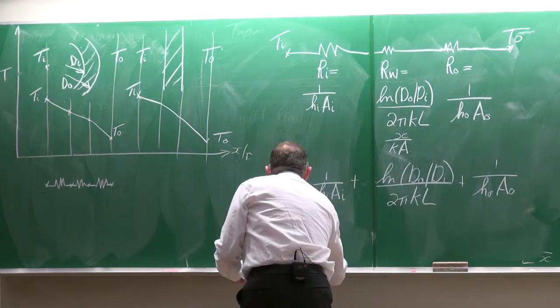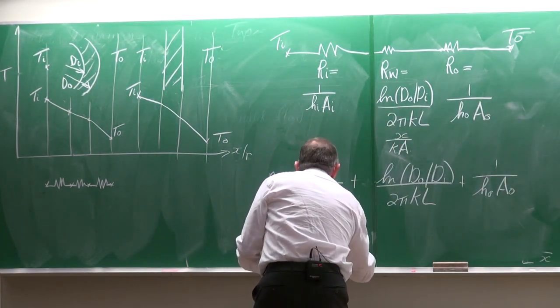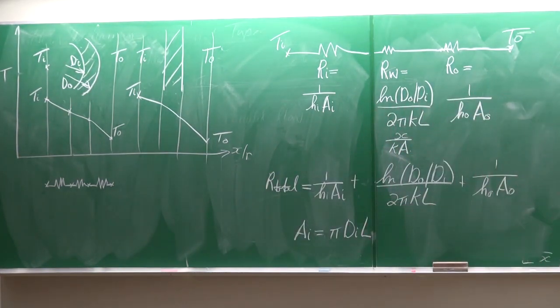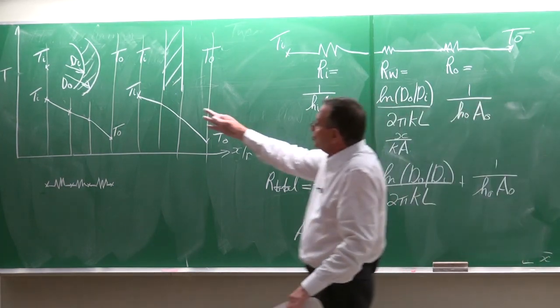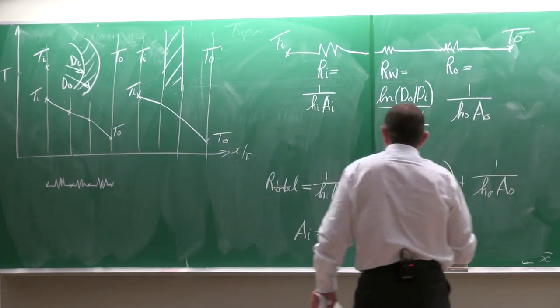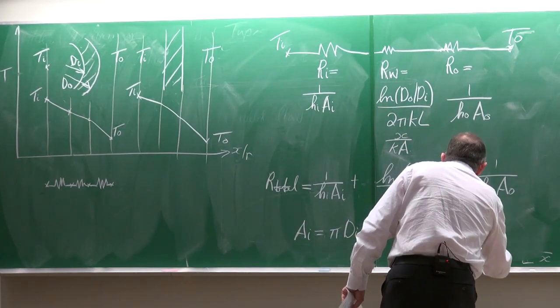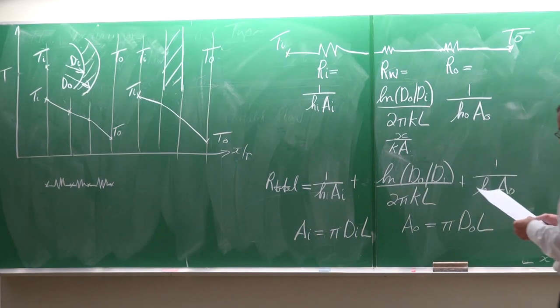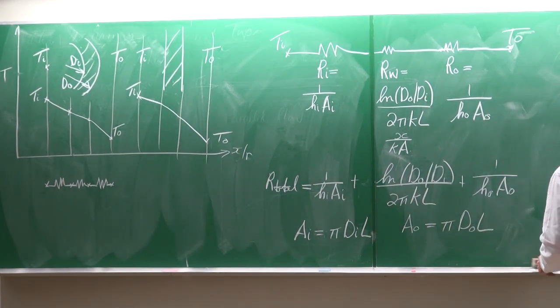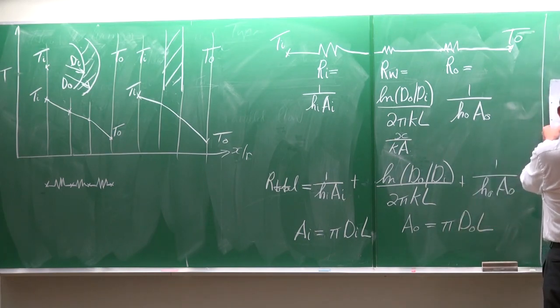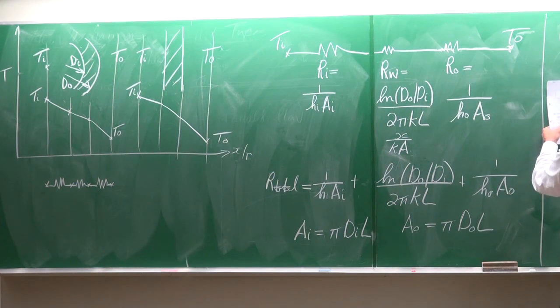Of course, the area on the inside would be equal to pi multiplied by the diameter on the inside, multiplied by the length of this tube, or the heat exchanger, while on the outside it would be equal to pi d0 multiplied by L. And in general, what you've done in chapter 3 last year is to say that the heat transfer rate is equal to delta T divided by the total resistance.